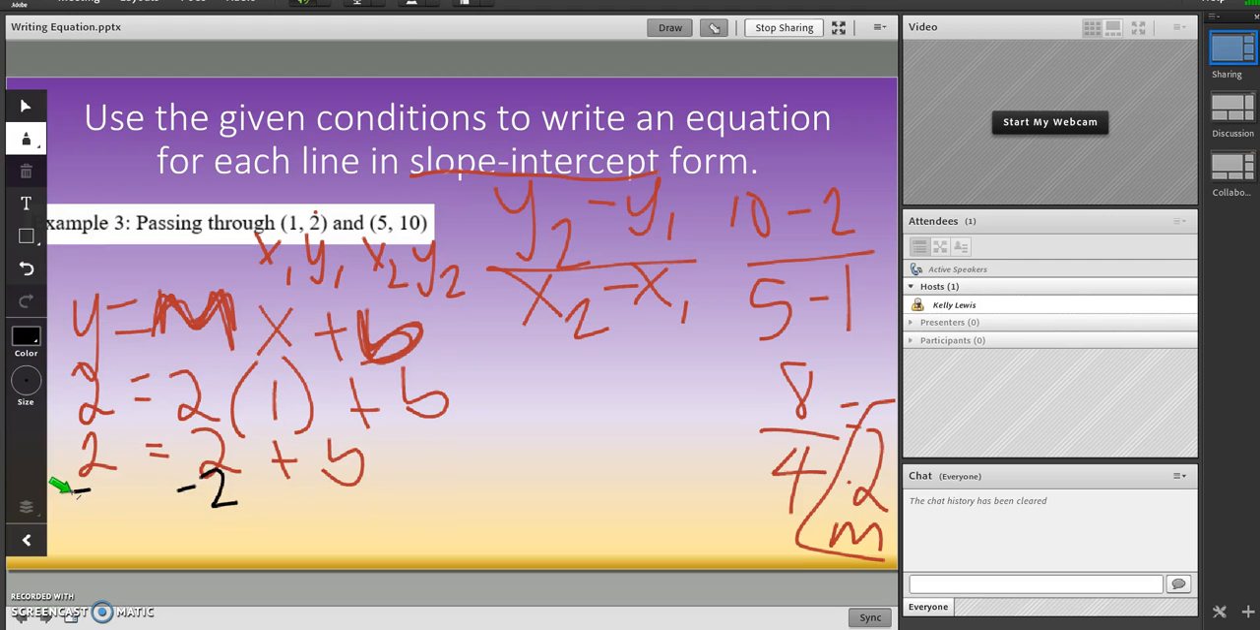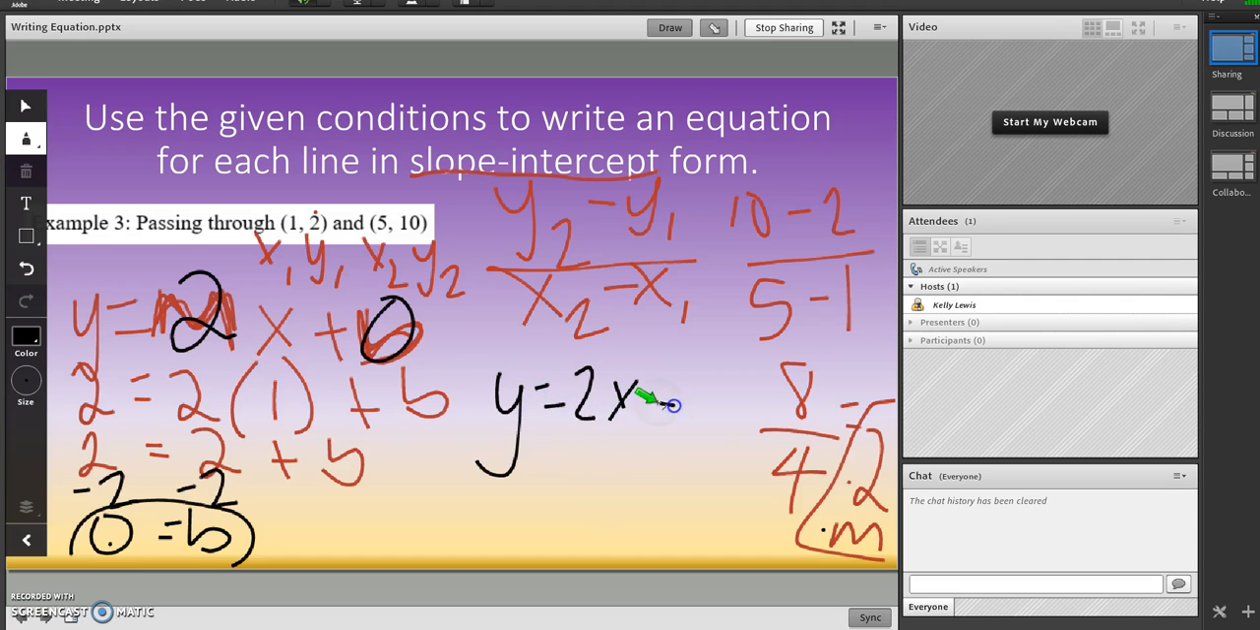I'm going to subtract this 2. So I get, well, I get b is 0. Look at that. All right, so I have my m and my b. My m is 2 and my b is 0. So I'm going to write y equals 2x plus 0. So I really just have to write y equals 2x.